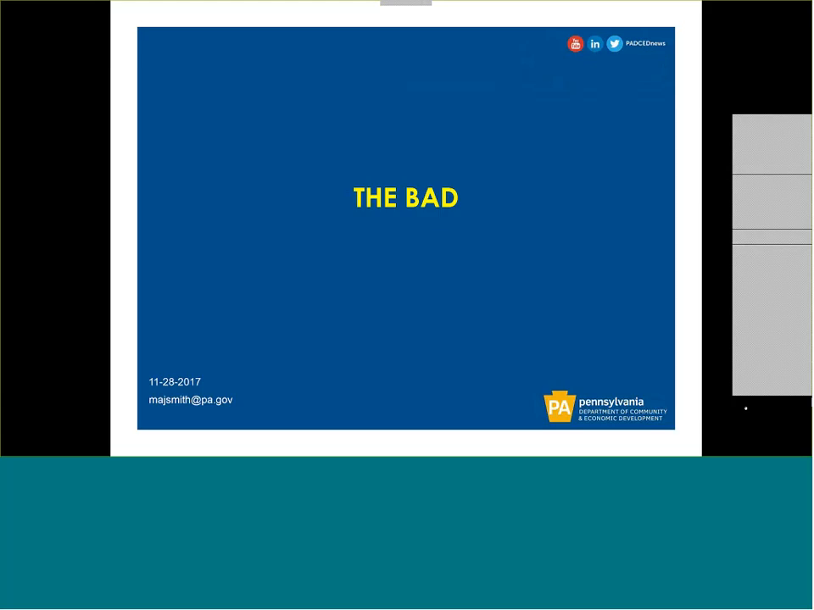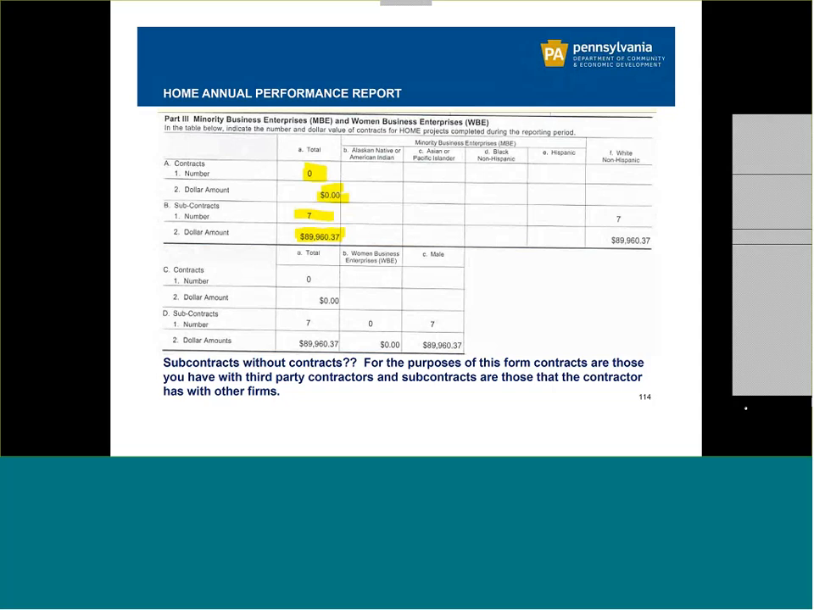Now for the bad. How can you have subcontractors without having contracts? I would believe that the person's a little confused, thinking that the grantee is the contractor, so if you go out to any third-party agencies, they would be subcontractors. That's my assumption, but that is not correct. Your contracts and subcontracts should be with third-party contractors and subcontractors. So that's why this is wrong.